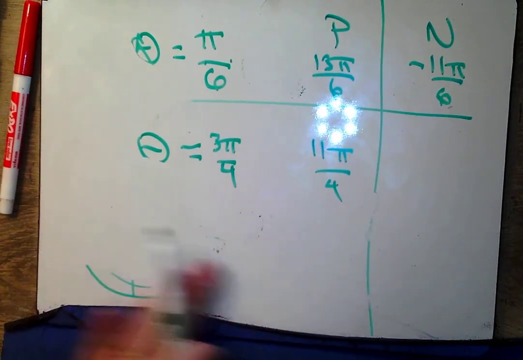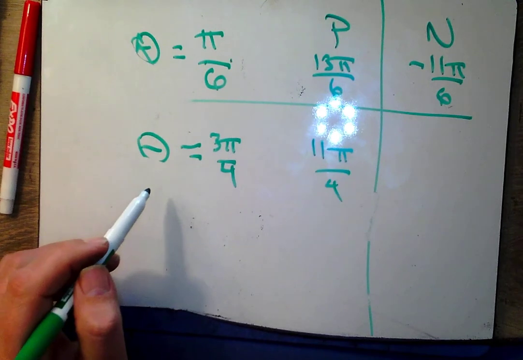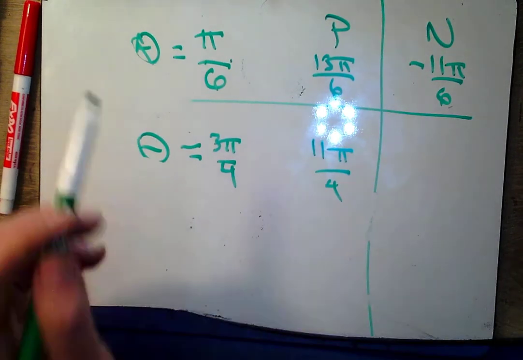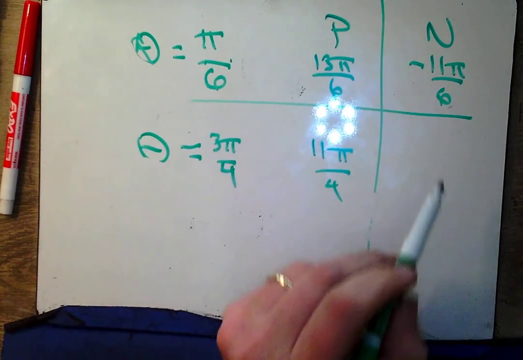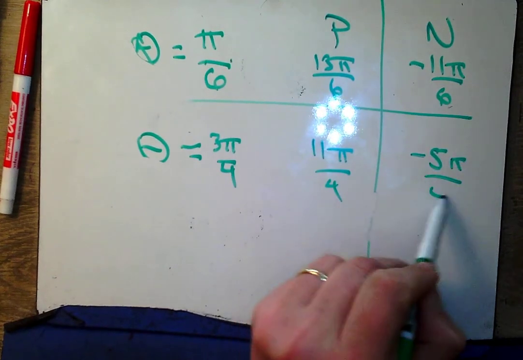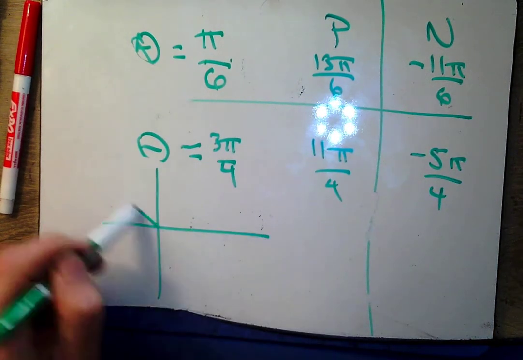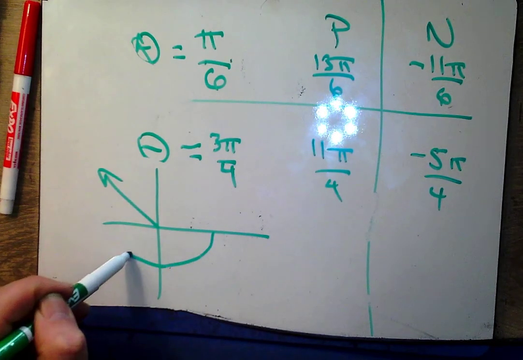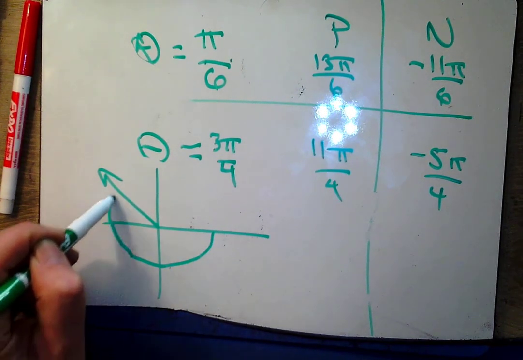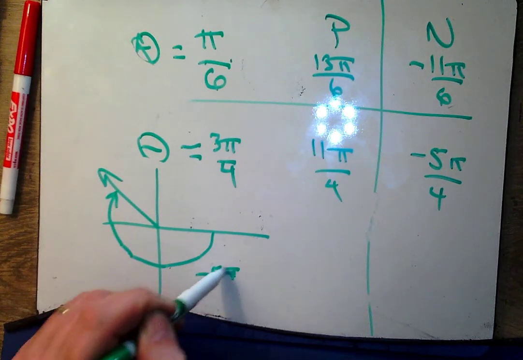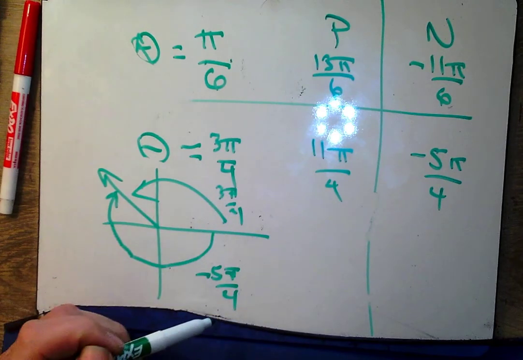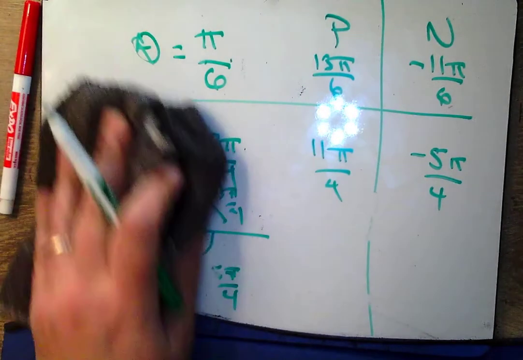Now if I want to go negative, I'm going to subtract. I'm going to subtract 2 pi from that and get negative 5 pi over 4. And visually, I'm looking at negative 1 pi over 4, negative 2 pi over 4, negative 3 pi over 4, negative 4 pi over 4. That's negative 5 pi over 4. And this is positive 3 pi over 4. Okay? What would you do with something like this?